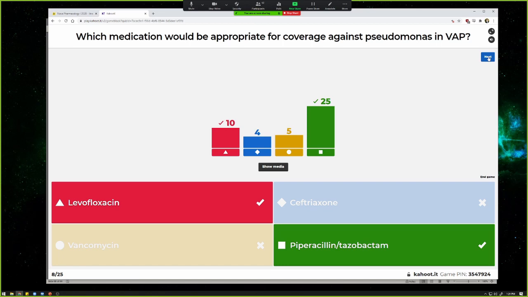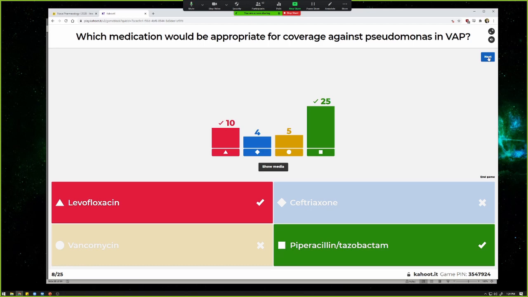Isn't piperacillin tazobactam already like double coverage anyways for it? It's a big boy for sure, but remember the mechanisms. Go back to the mechanisms if you're not sure. So recall how piperacillin's working. Remember, it's a beta-lactam antibiotic. You don't want to use two beta-lactams together, so it wouldn't make sense to put piperacillin plus cefepime.